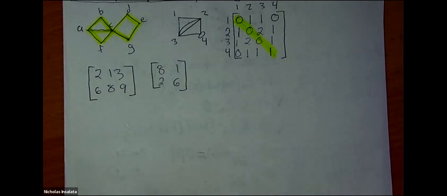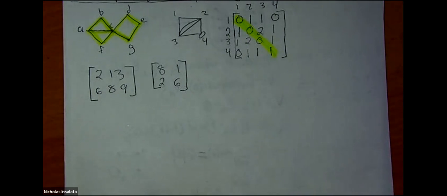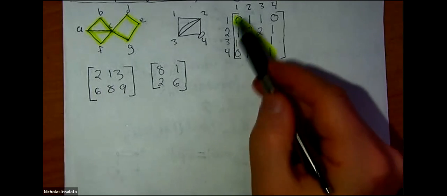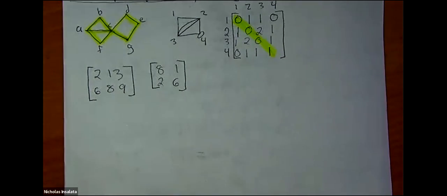Or let me phrase it differently. If I wanted to say that there's no parallel edges in the graph, what would that mean about the corresponding matrix? Yep, every entry is either 0 or 1. And of course, I can't have negative ones in here, right? Because you can't have a negative number of edges, right?